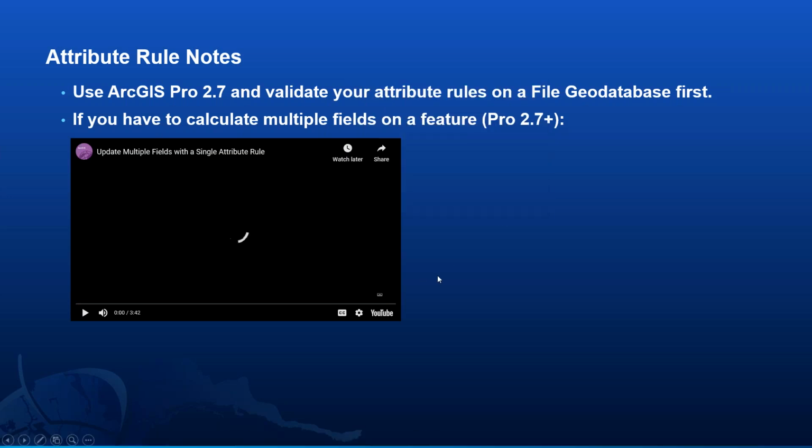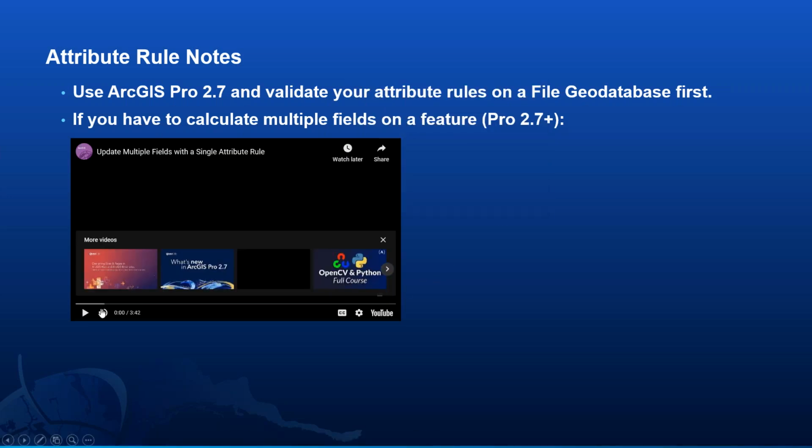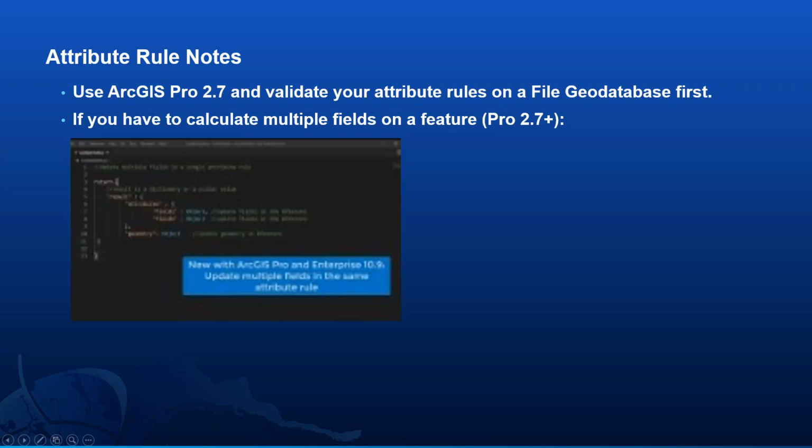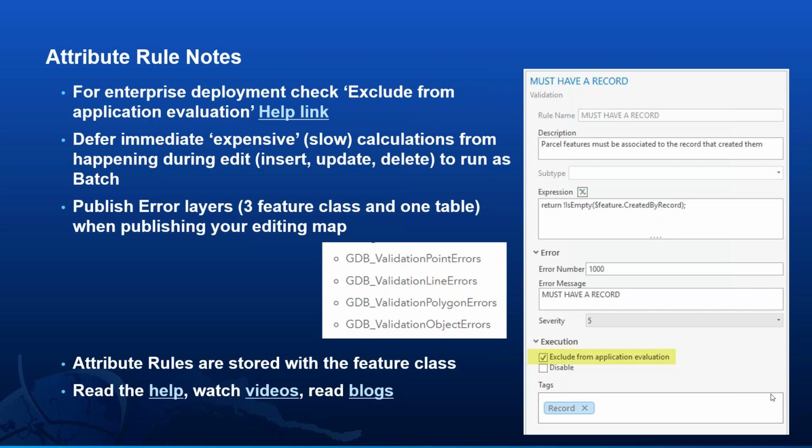Dismiss this. So I'm going to move on, and we're going to move to the next one. Other notes is enterprise deployments. There's an exclude from application evaluation, which means it's going to happen on the server. For many rules, it's critical. Read more about it in the help link.